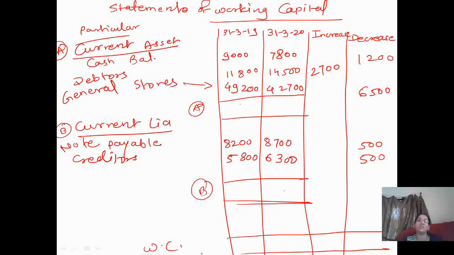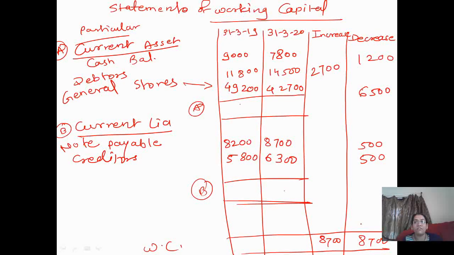I have written it down as a shortcut. Working capital means what? Under the increase column only amount 2,700 and under the decrease column there are amounts 6,500, 500 and 500. Means of these two columns, increase and decrease, you have to concentrate only on these two columns. Which column is greater? It shows the decrease column is greater, total amount of decrease column is 8,700.